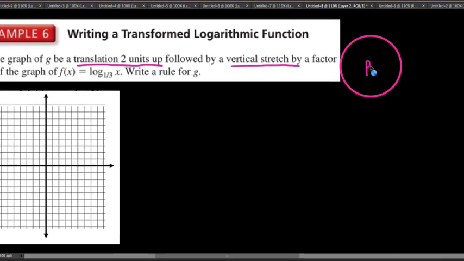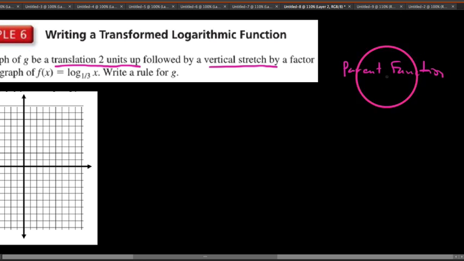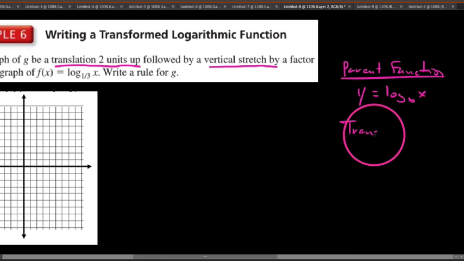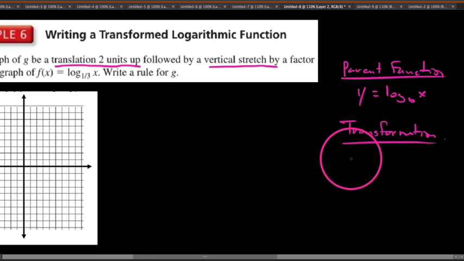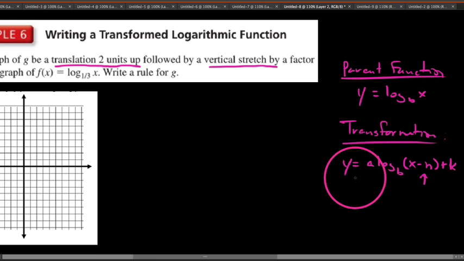One thing I want to point out here is that our parent function is y equals log base b of x, but our transformation, generally speaking, is going to look like this. We're going to say a times log base b of x minus h plus k. So you can see that our h value is in here with our x quantity, k is a loose constant on the outside, and our a value is out in front here.